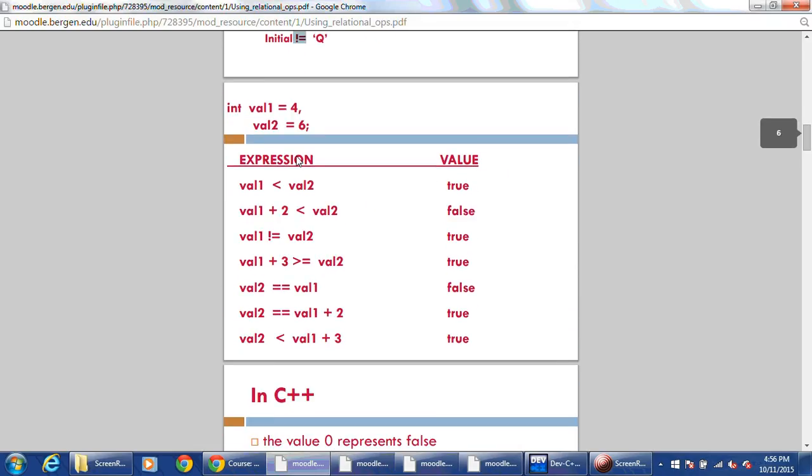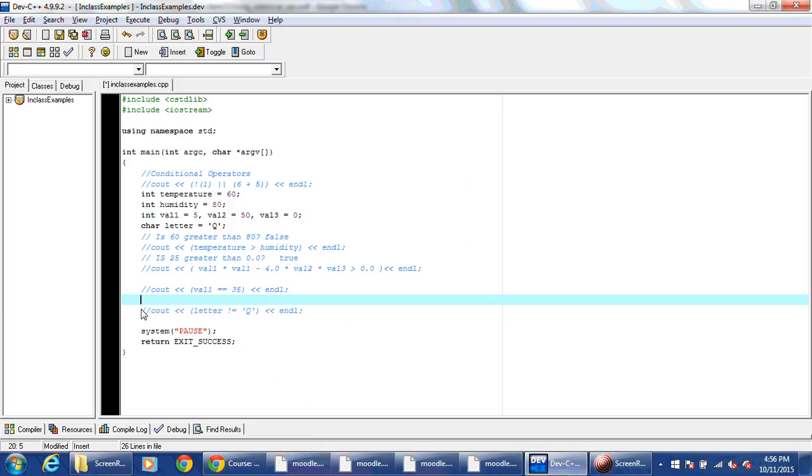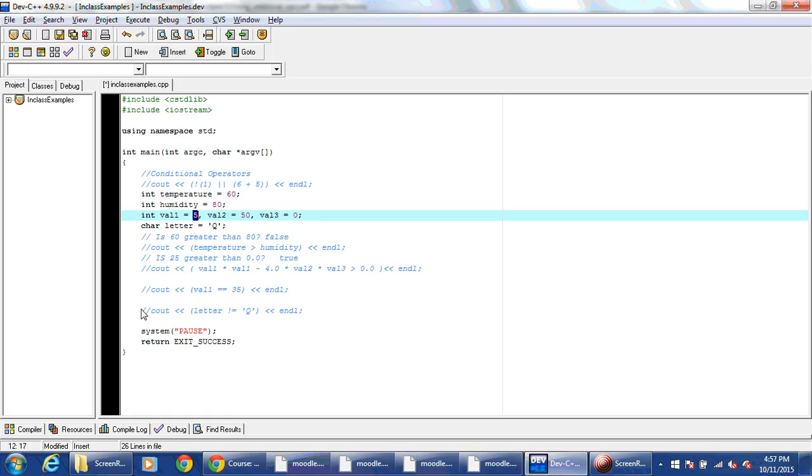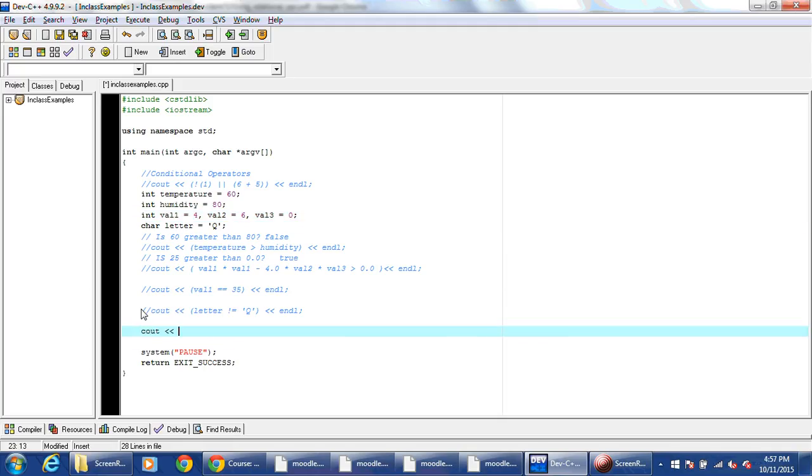So, a little bit of an exercise. If you write your program and you declare an int val1 as 4, int val2 as 6, see if you can evaluate your expressions by writing these out. So I'll do the first one, okay? Just so you see how I'm writing them out. So val1 is 4 and val2 is 6, right? So if I was writing out val1 is less than val2, I'll say parentheses val1 less than val2.